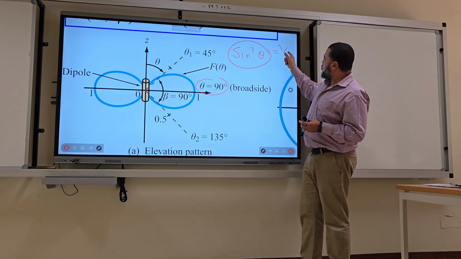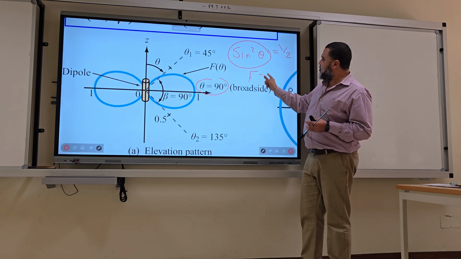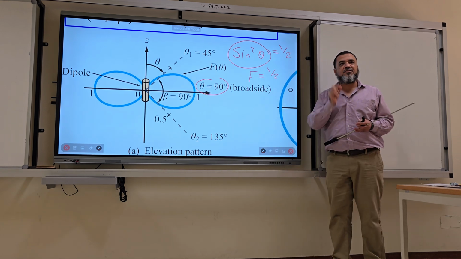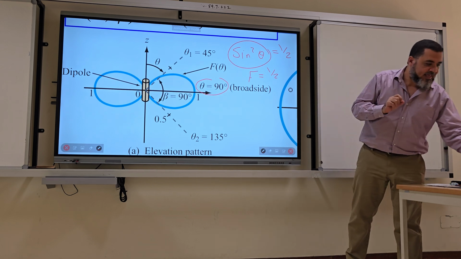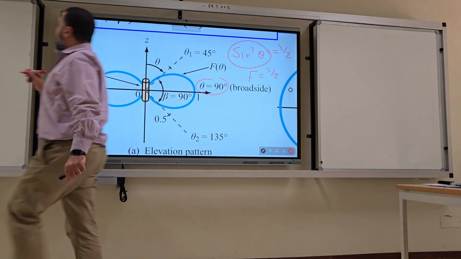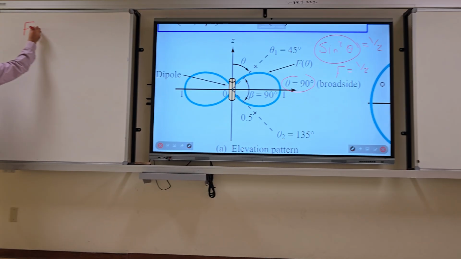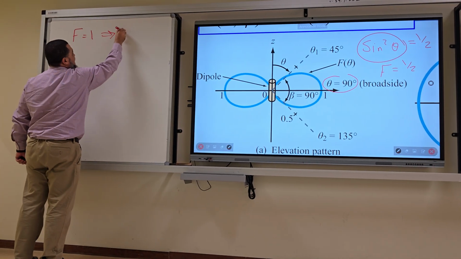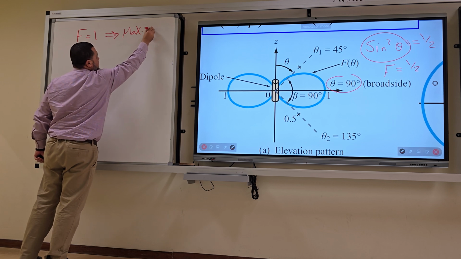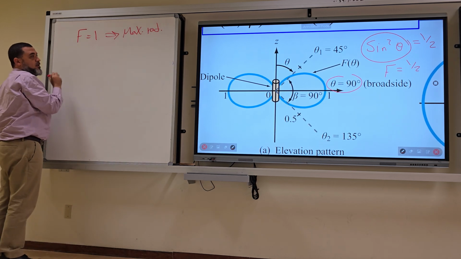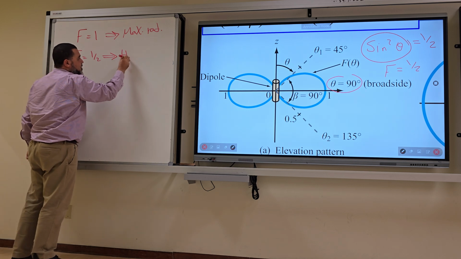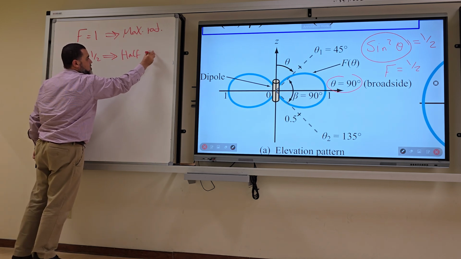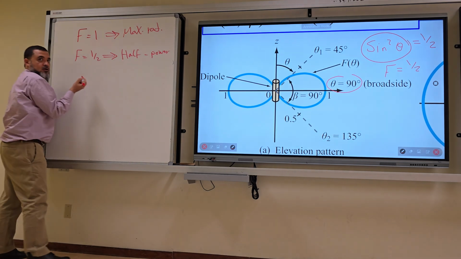I want to make f equal to 1 over 2, 50% power. You know the half power point? I need to find the half. So when f is 1, this will give you maximum radiation. Okay? When f is 1 over 2, this will give you what? Half power. Half the power. What's the meaning of half power?